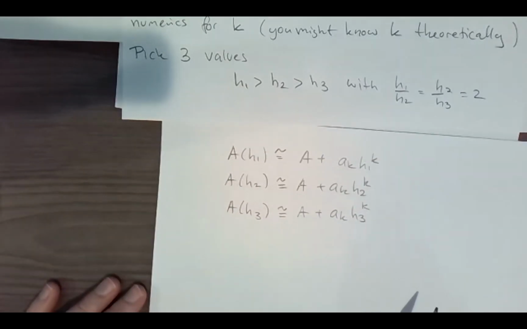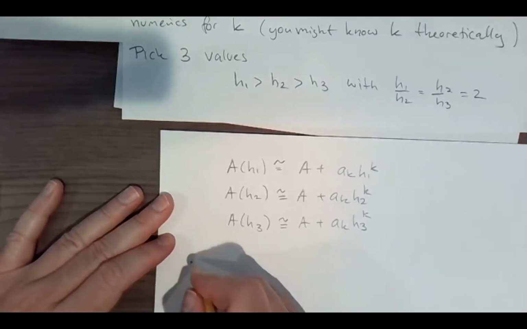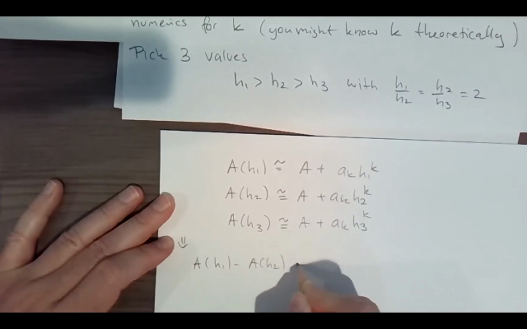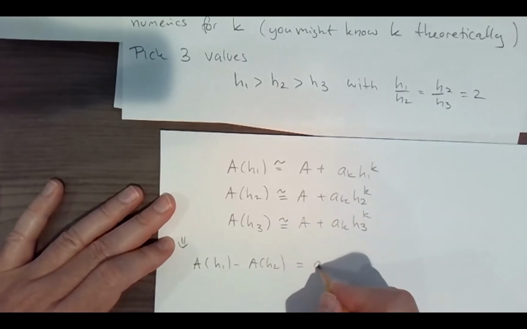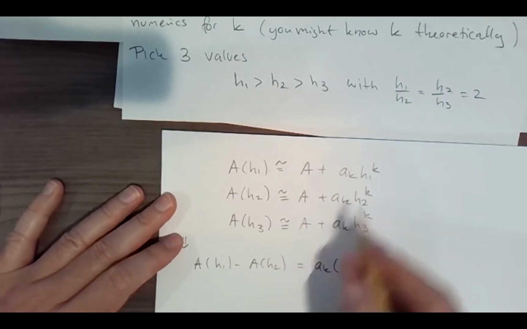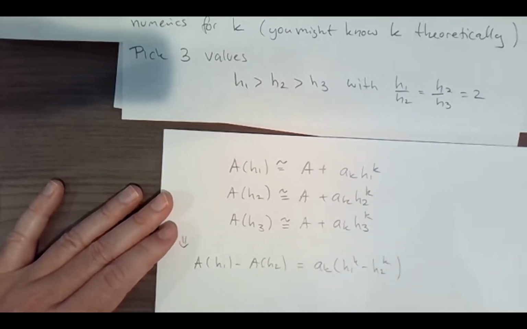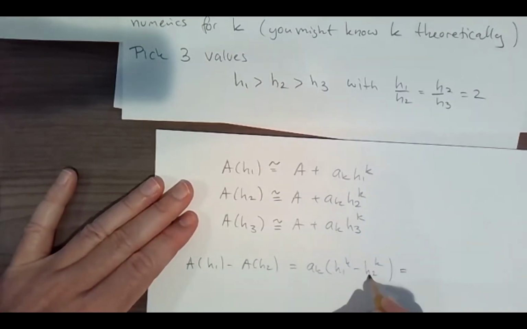So you have these three. And then I'll subtract. This here is going to imply that a of h1 minus a of h2, the a's will cancel, there'll be a common factor of ak, and then I'll have h1 to the power k minus h2 to the power k. And of course, as before, I can pull out, say, h2.